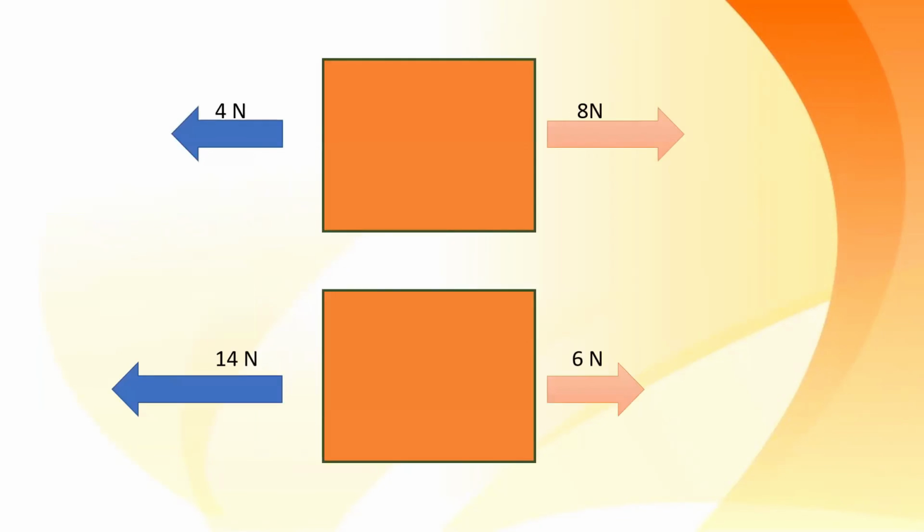This one is an example of opposite direction. What are you going to do? You have to subtract. So 8 newtons minus 4 newtons equals 4 newtons. And the second one, 14 newtons minus 6 newtons, how much? 8 newtons.